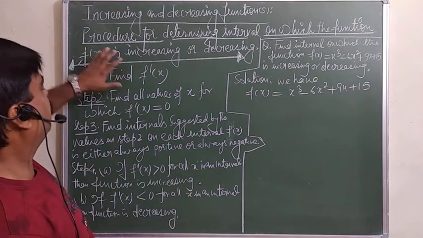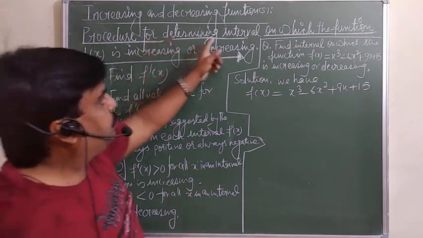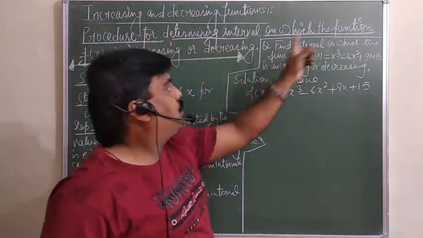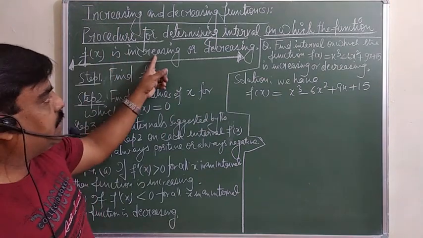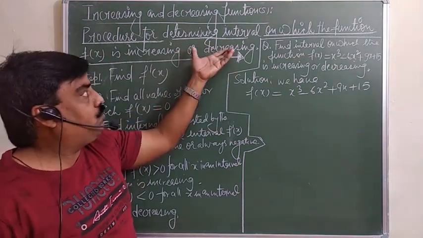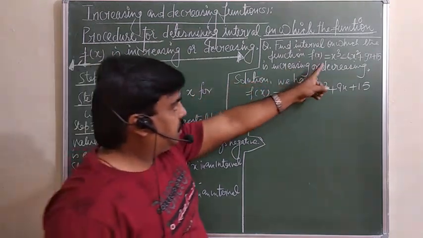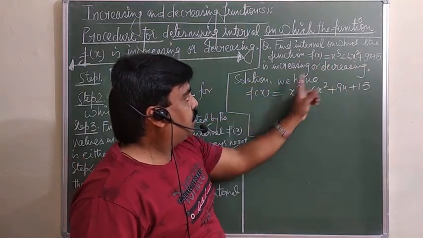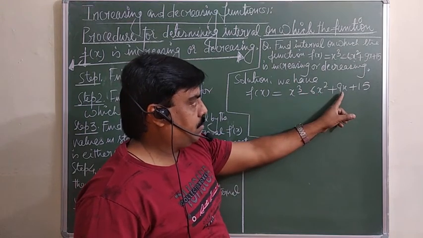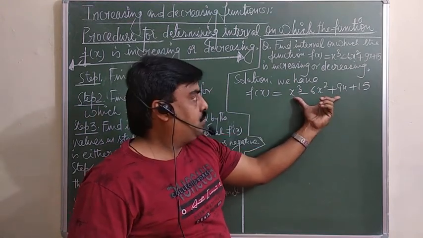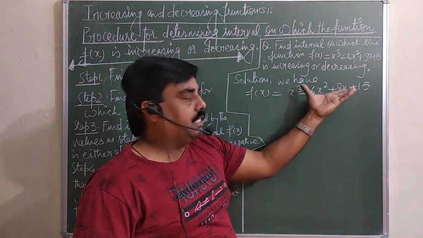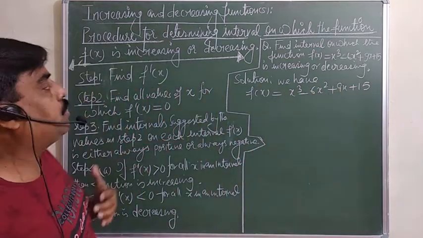Yes. Now we will discuss the procedure for determining the interval on which the function f(x) is increasing or decreasing. Means we will try to find out the interval on which the given function is going to increase or decrease. This is the example we are taking. There is a function f(x) = x^3 - 6x^2 + 9x + 15, and we want to check in which interval this function is increasing or decreasing.